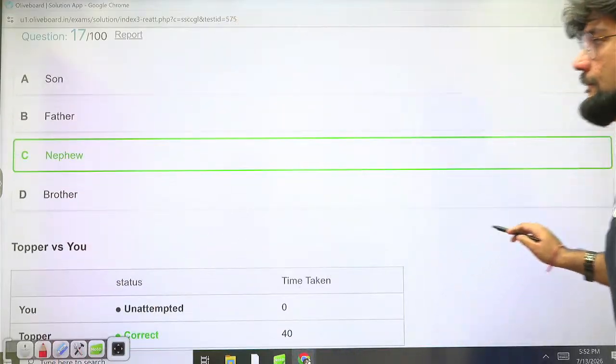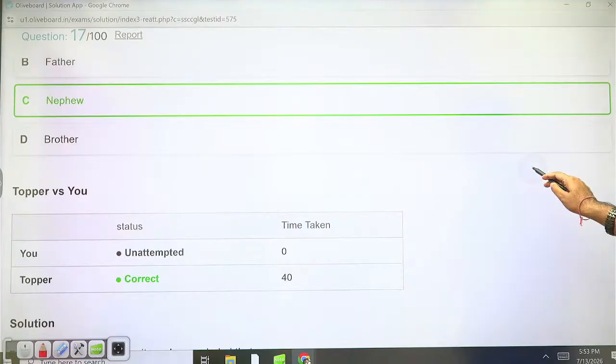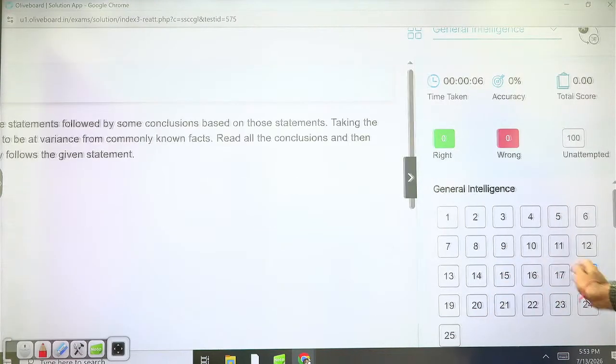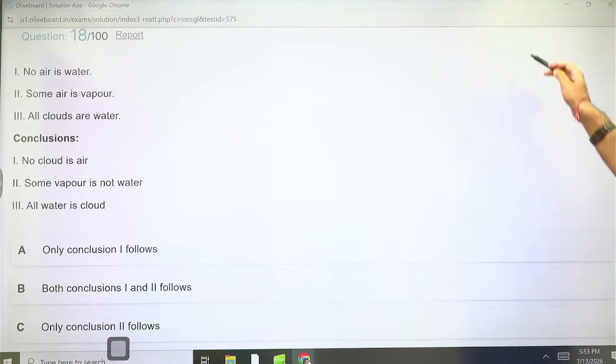The idea is you practice so well that you can form these trees in your head only. 40 seconds. Syllogism.